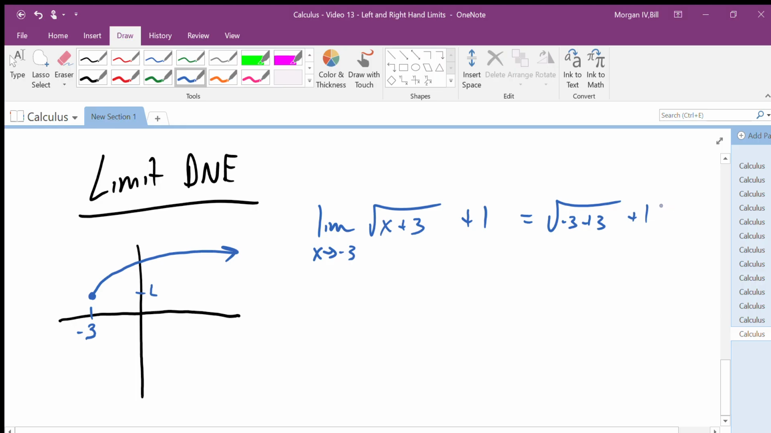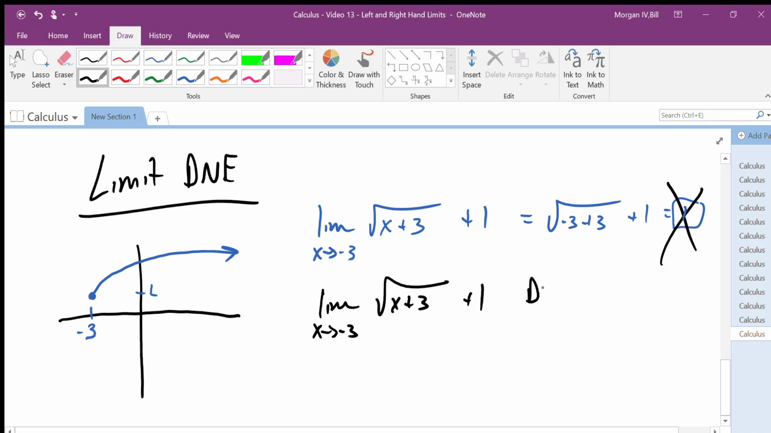Square root of 0 is 0. Plus 1 is 1, and therefore the answer is 1. And that would be wrong. It's wrong, because in order for the overall limit to exist as x approaches negative 3, the left-hand limit must exist and the right-hand limit must exist, and they must go to the same thing. In this case, the limit as x approaches negative 3 of our function, square root of x plus 3, plus 1, does not exist. The overall limit does not exist.